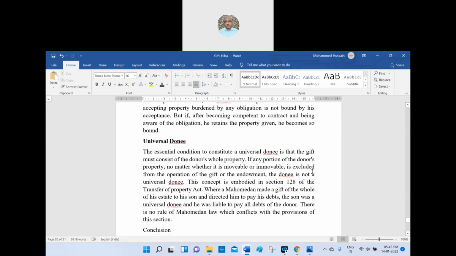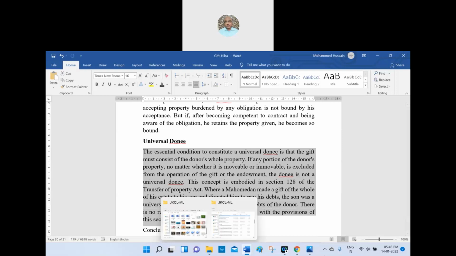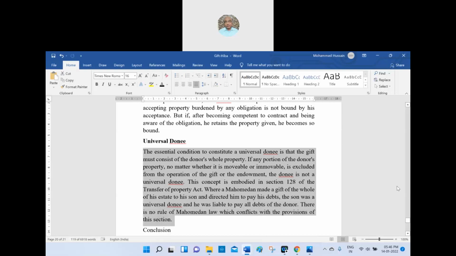Then who is the universal donee? Can anyone read? The essential condition to constitute a universal donee is that the gift must consist of the donor's whole property. If any portion of the donor's property, no matter whether it is movable or immovable, is excluded from the operation of the gift or the endowment, the donee is not a universal donee. This concept is embodied in Section 128 of the Transfer of Property Act, where a Mohammedan made a gift of the whole of his estate to his son and directed him to pay his debts. The son was a universal donee and he was liable to pay all debts of the donor. There is no rule of Mohammedan law which conflicts with the provisions of this section.